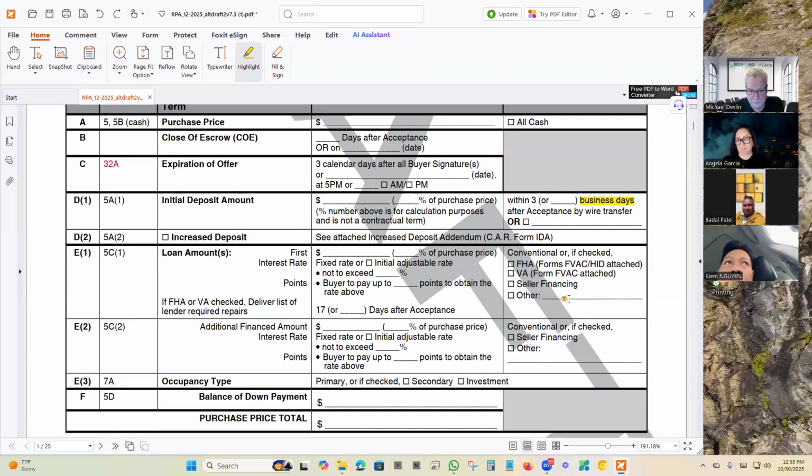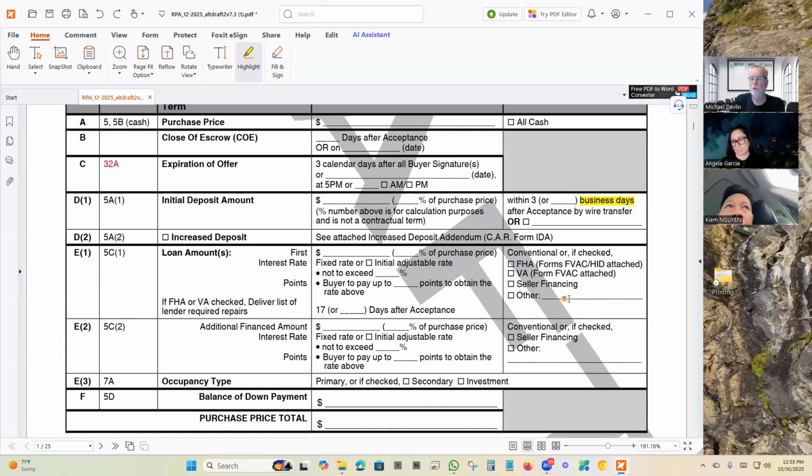Loan amount. Is this an important thing to fill out? Well, the first and the percentage of the purchase price, that sounds important. Is it a fixed rate or an adjustable rate? Well, not to exceed, that's a maximum interest rate. Buyer not to pay points above a certain amount.